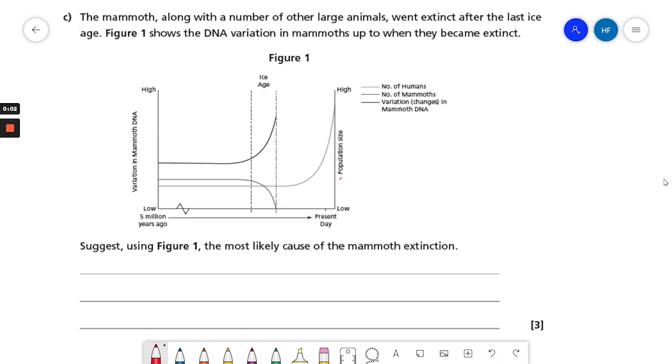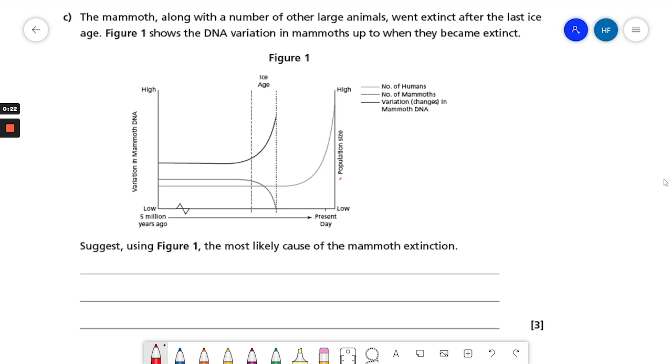Let's have a go at this exam style question. The question says, the mammoth, along with a number of other large animals, went extinct after the last ice age. Figure 1 shows DNA variation in mammoths up to when they became extinct. Suggest, using figure 1, the most likely cause of the mammoth extinction.